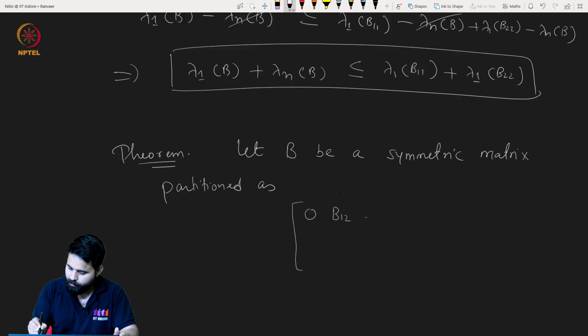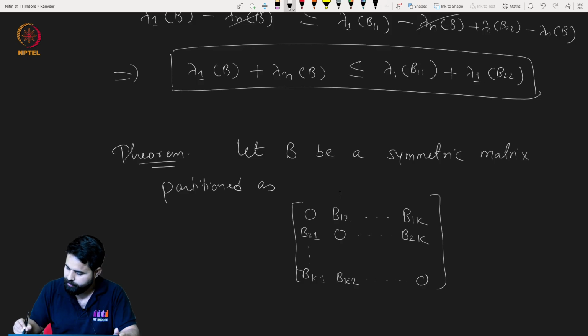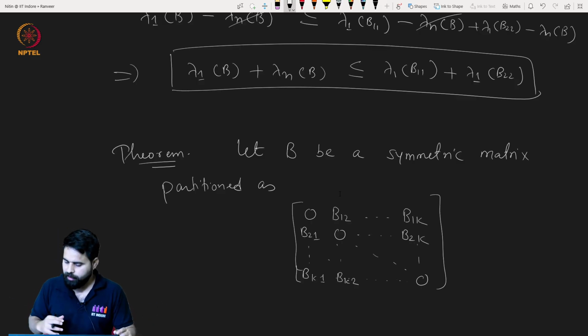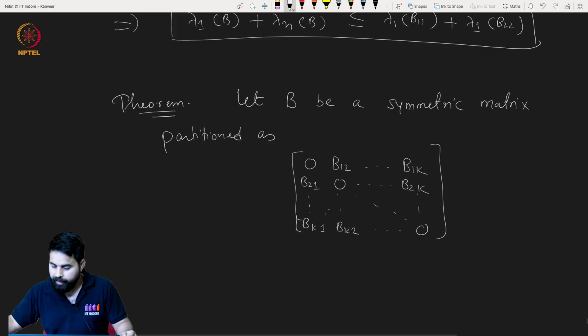Suppose b12 up to b1k. So now there are k blocks here. Then similarly here this is b21, this is 0, and so up to b2k, and keep on going here. So let me make a bigger one. So bk1, and then you go here, and maybe I can write bk2 here. So this will be 0. Basically it says that on the diagonals there are 0 blocks and the rest of the blocks are maybe some general blocks.